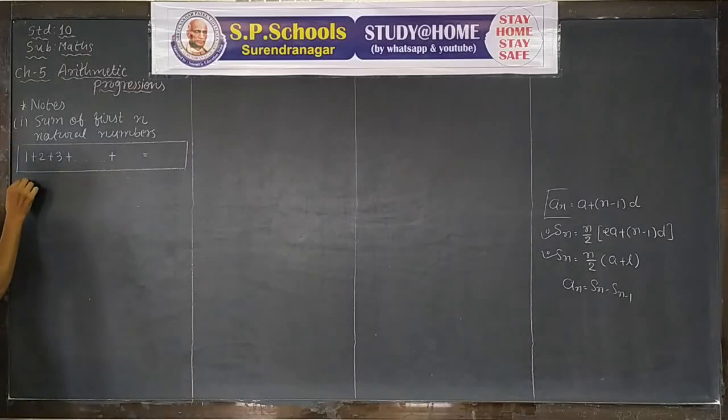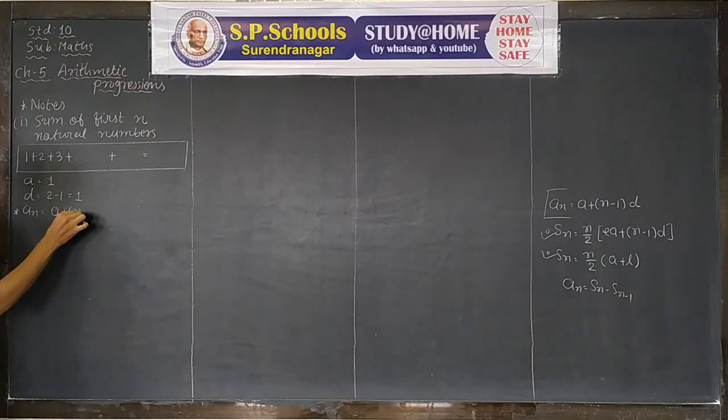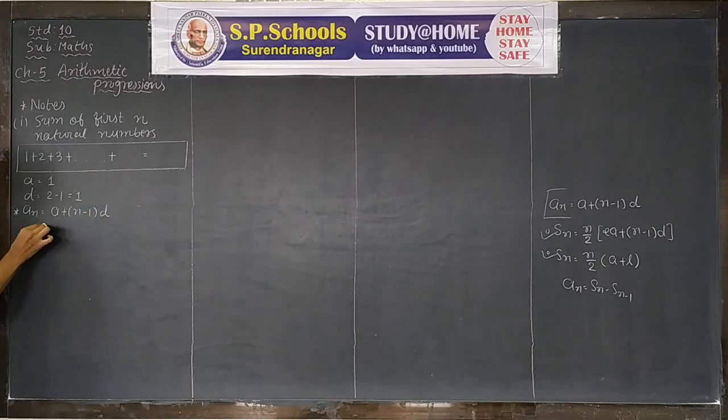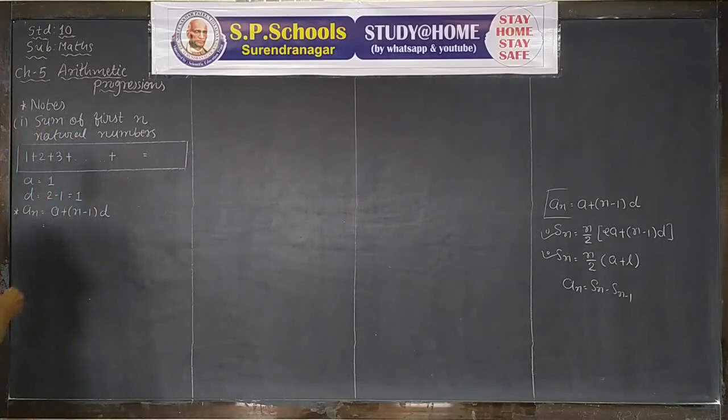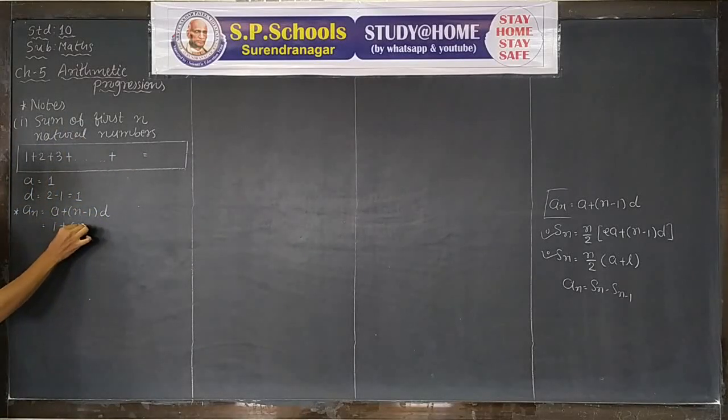Let's start. First of all, first term a is equal to 1, common difference d is equal to second term minus first term, which is equal to 1. First of all we are finding an is equal to a plus (n minus 1) into d, where n remains as it is because it is the sum of first n natural numbers. An is equal to 1 plus (n minus 1) and d is equal to 1. 1 plus 1 multiplied with bracket, we get n minus 1, 1 cut, and the last term, the general term an, is equal to n.